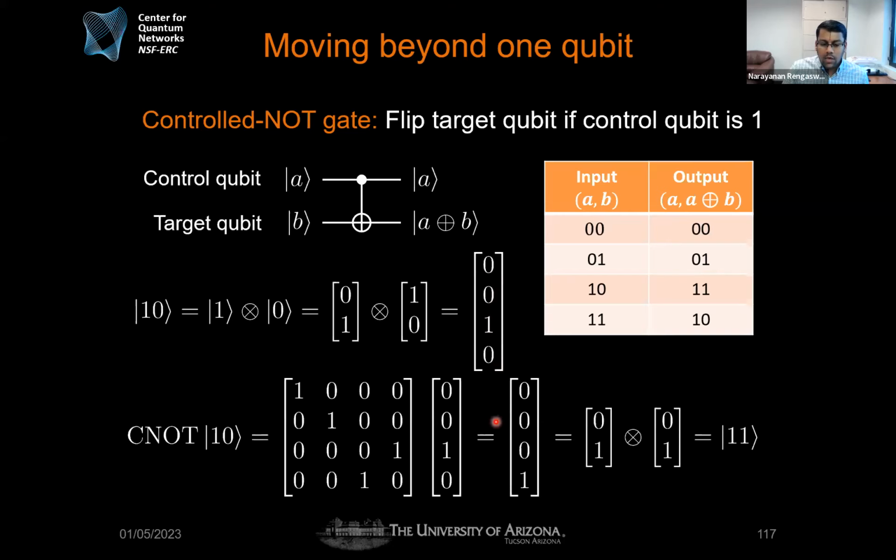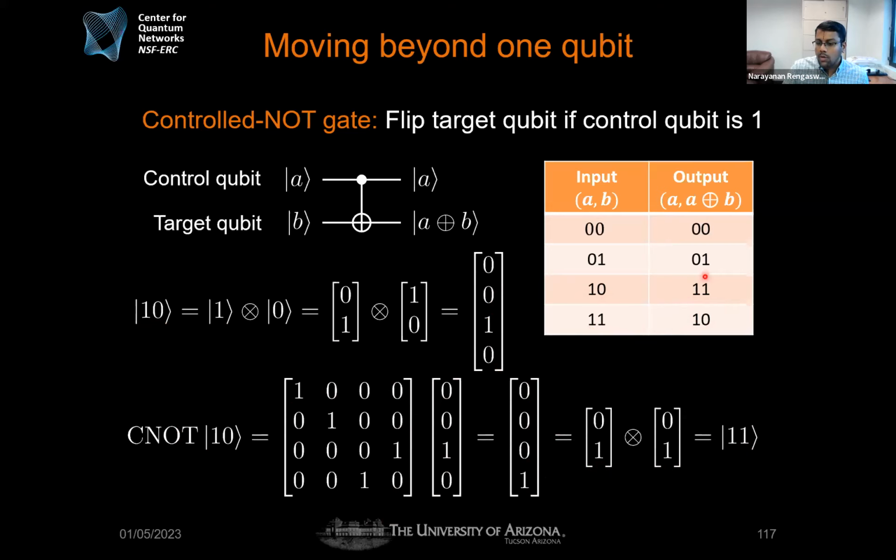And this basis vector, so this is what the input is, which is 1, 0. And now you apply C naught on 1, 0. You do this matrix vector product, you get the output 0, 0, 0, 1. And that turns out to be a Kronecker product of ket1 with ket1. So what you have done is the input ket1, 0 has transformed into 1, 1. Similarly, if you input 1, 1, you will get back 1, 0.